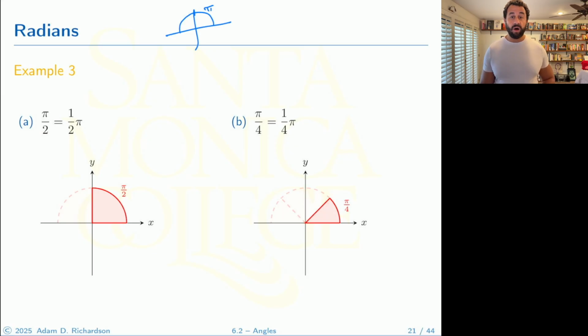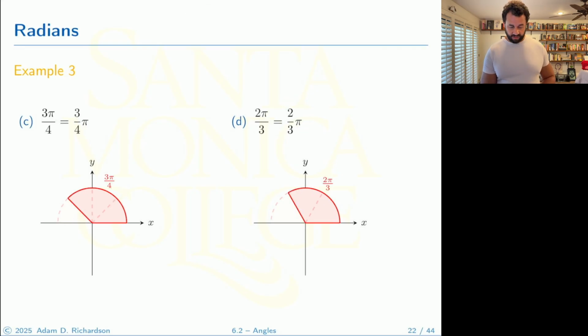And we're just going to take one of those pieces. Remember the fraction: the denominator tells you how many pieces you were cutting it into, and the numerator tells you how many of those pieces you've got. So we're cutting pi into 1, 2, 3, 4 pieces, and we're taking one of those pieces right here. So this angle is pi over 4, or a quarter pi.